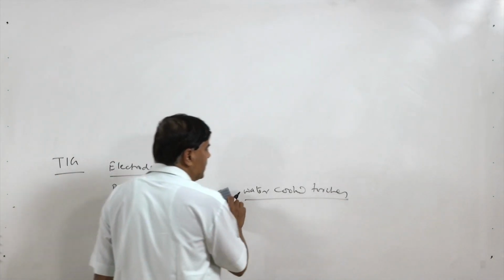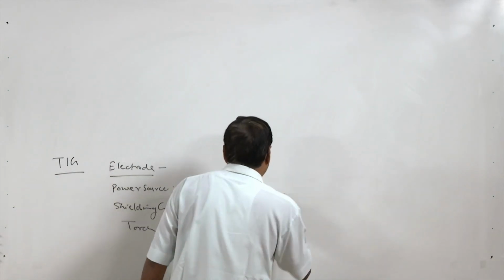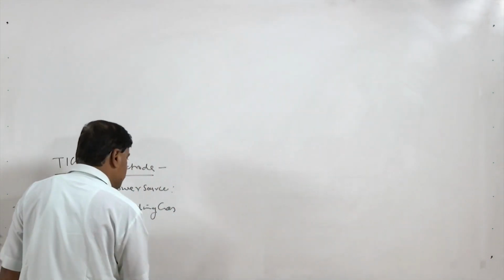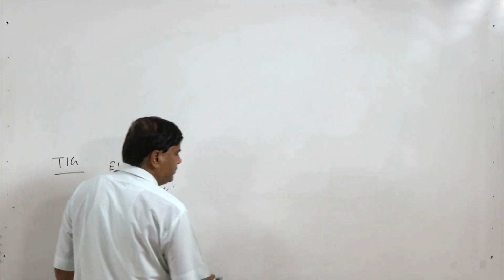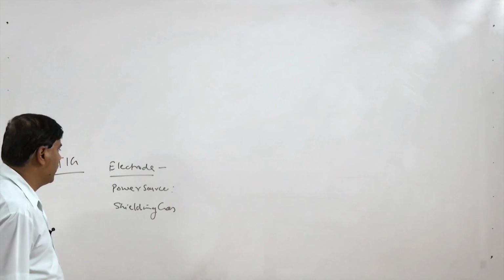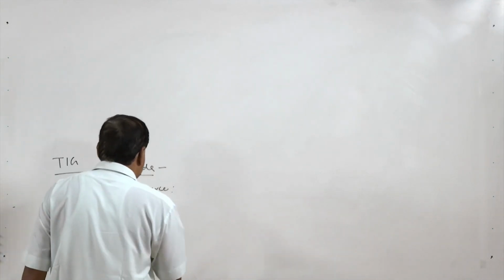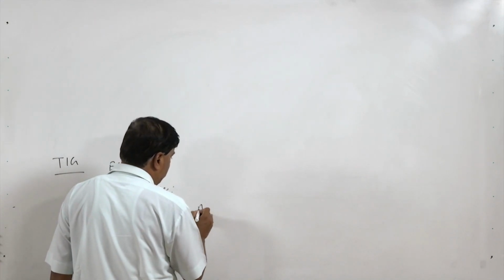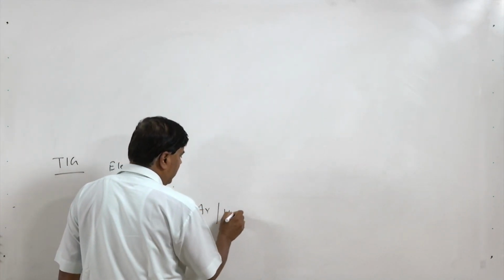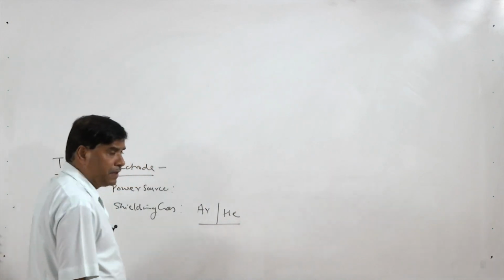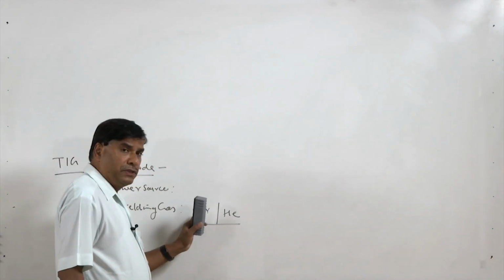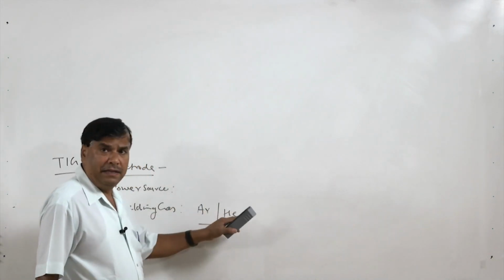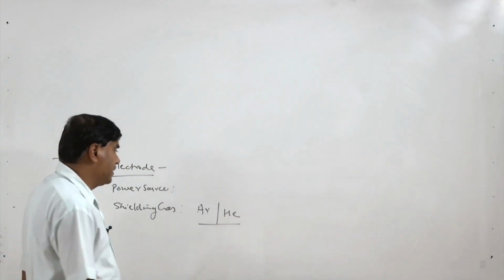So, high current carrying capacity torches are water cooled. Another thing is about the shielding gas. Shielding gases commonly used are argon and helium. We know that argon has a low ionization potential as compared to helium. Helium offers a much higher ionization potential.